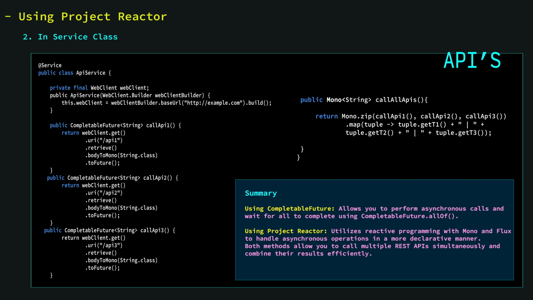They are making 3 different calls in a single line, right? So both these methods help us call multiple REST APIs simultaneously and combine the results efficiently.